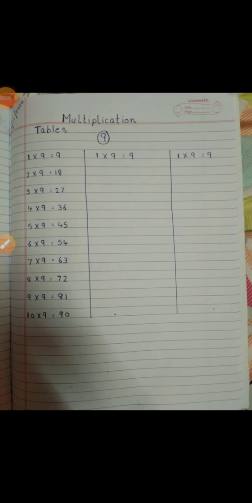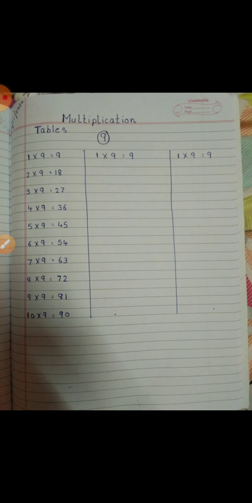So now today we will start with the table of 9. Okay, so the table of 9 is 1 nine is 9, 2 nines are 18, 3 nines are 27, 4 nines are 36, 5 nines are 45, 6 nines are 54, 7 nines are 63, 8 nines are 72, 9 nines are 81, and 10 nines are 90.